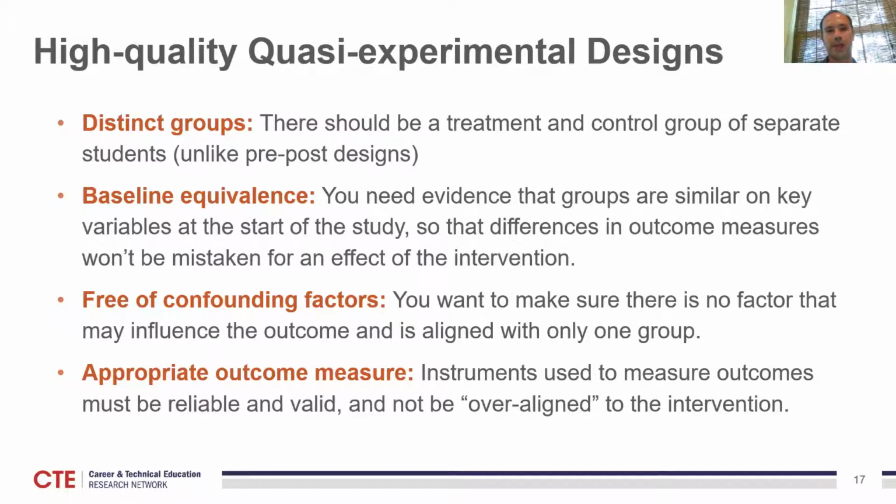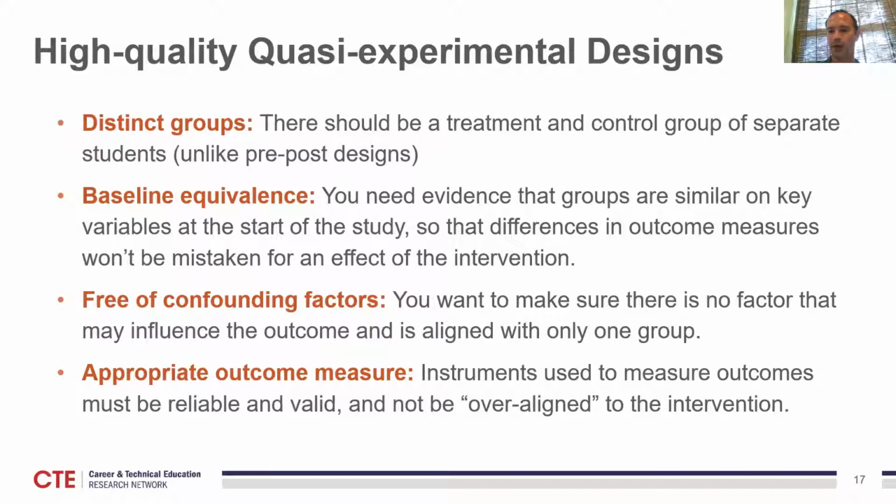There are some aspects that are common across all of these types of quasi-experimental designs in terms of what you need to do to ensure it's a high quality study, and that your assumptions are being met to think of the results as causal. One, it's important for a quasi-experimental design study to have a treatment and comparison group to see what would have happened without the treatment or intervention. The groups have to be distinct, not the same students measured before and after treatment as with pre-post designs.